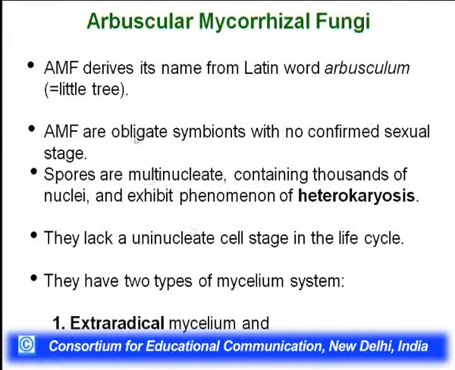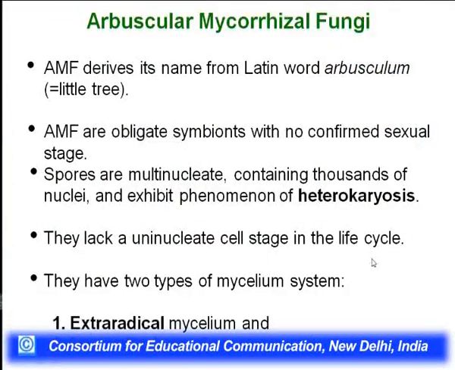Arbuscular mycorrhizal fungi are obligate symbionts with no confirmed sexual stage. Spores are multinucleate, containing thousands of nuclei, and exhibit the phenomenon of heterokaryosis. You must know what heterokaryosis is: hetero means different, karyosis means nucleus. So they have different types of nuclei, or they are multinucleate. They lack a uninucleate cell stage in the life cycle.